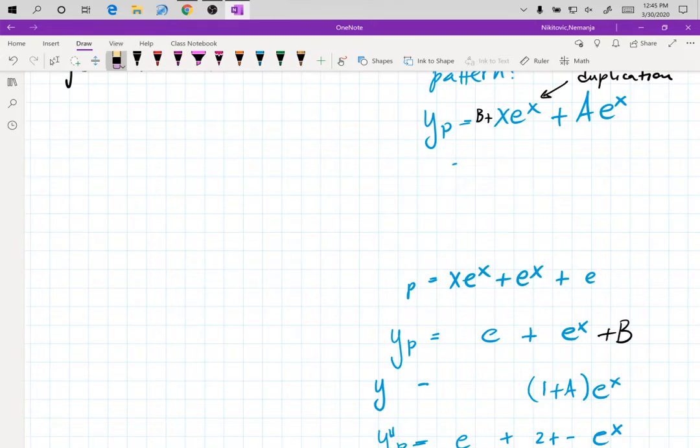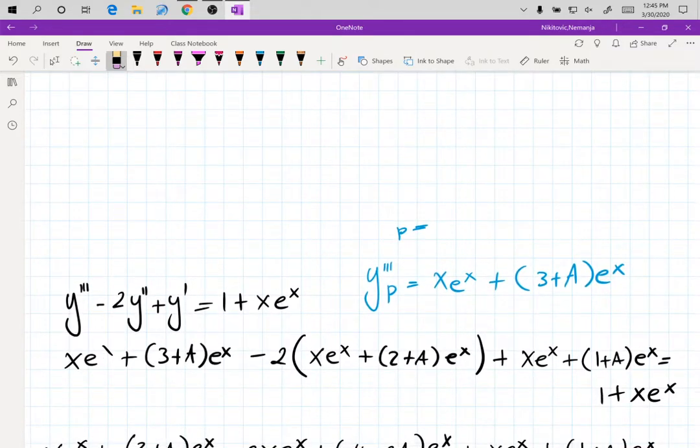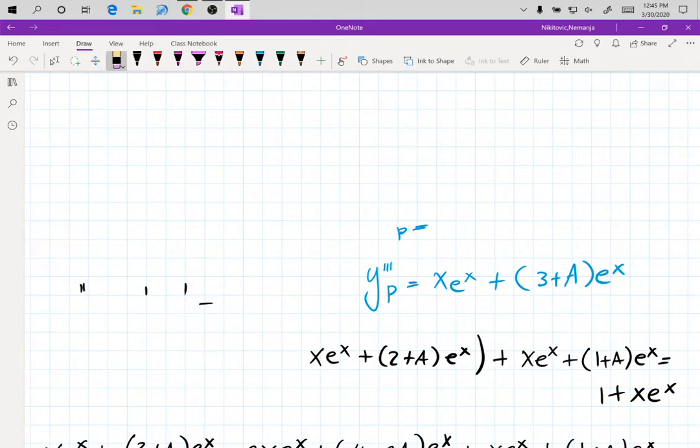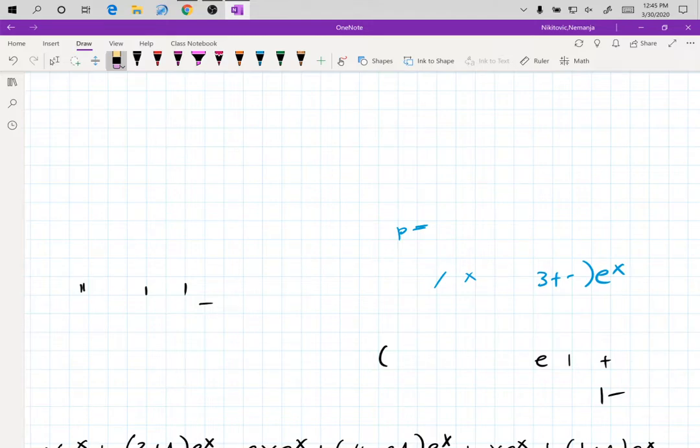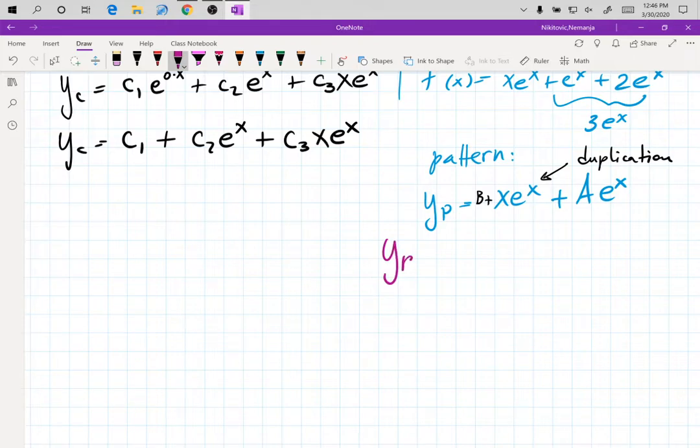I need to make y_p with the x squared like I had it in purple. I wasn't careful there, and I went through the whole problem all the way to the end, and obviously got 0 equal to 0 and all of that stuff, and that doesn't help us solve the problem, obviously. So y_p is b plus x squared e^x plus a e^x. There we go. So this is what we have.